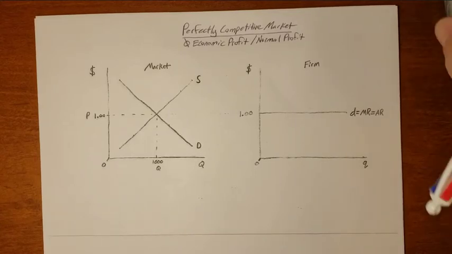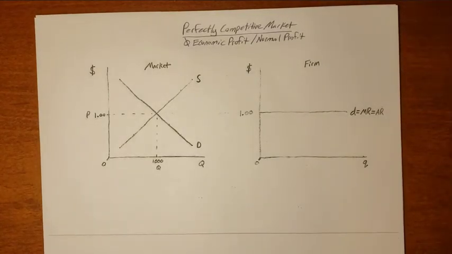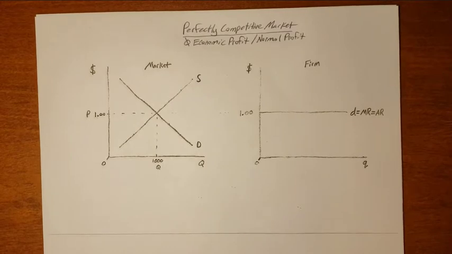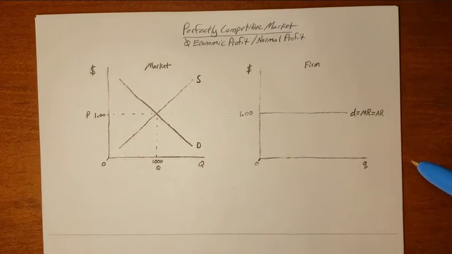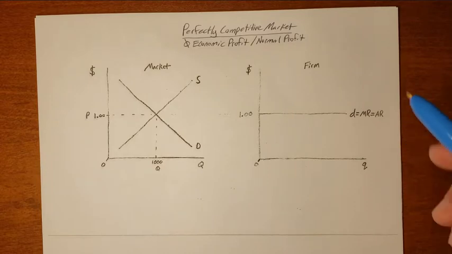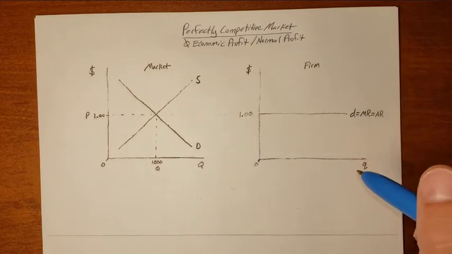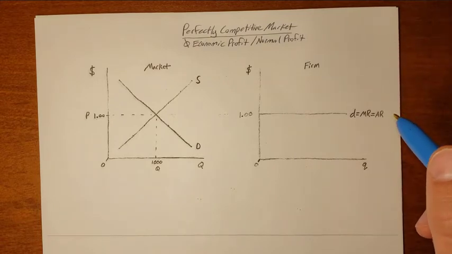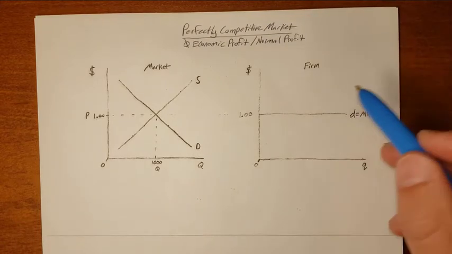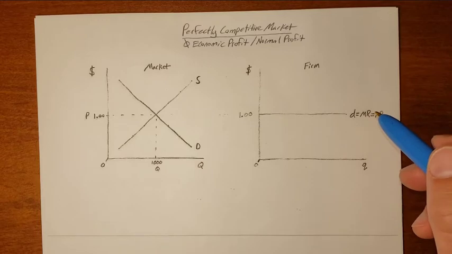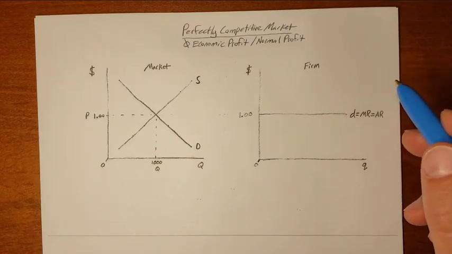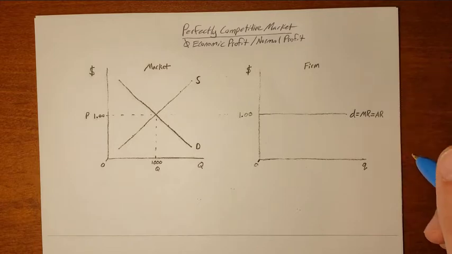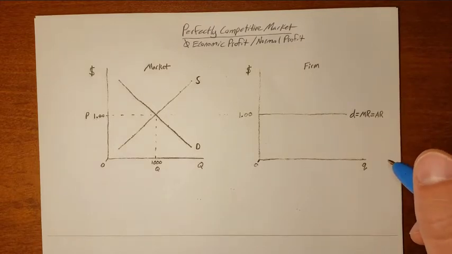In this tutorial, I'm going to give you a brief introduction to perfectly competitive markets, and I'm going to explain to you how to read the side-by-side graph of a market and a firm, and we're also going to talk about specifically what a firm in the side-by-side model looks like when it is in long-run equilibrium, or what we would call zero economic profit, or normal profit.